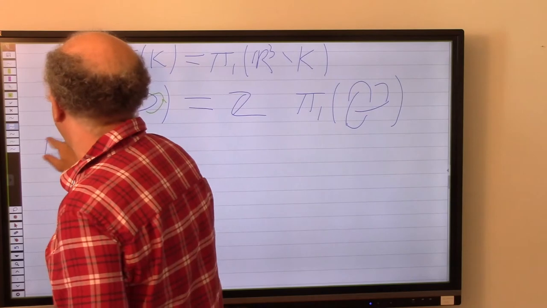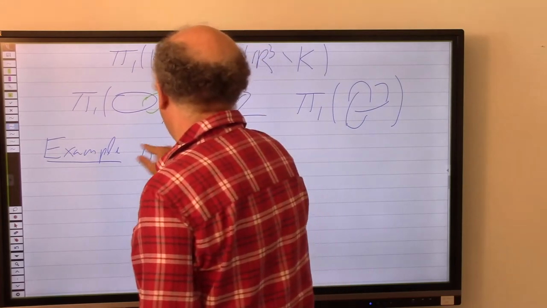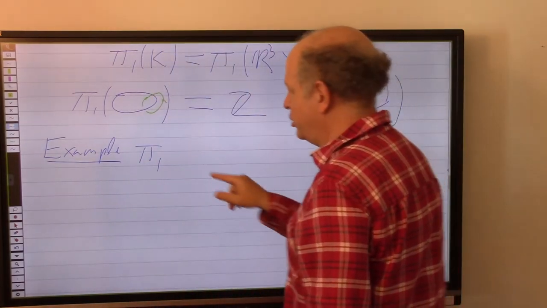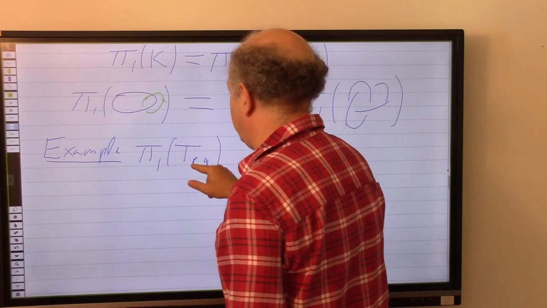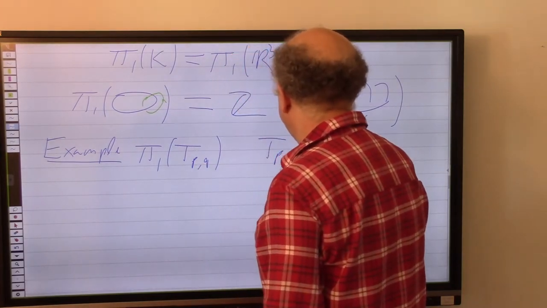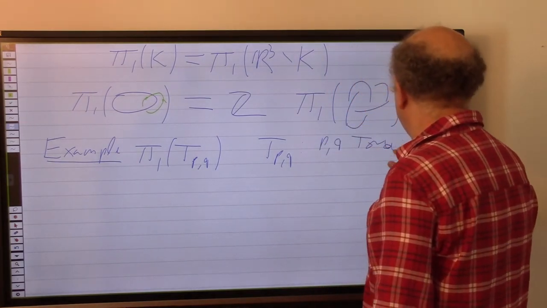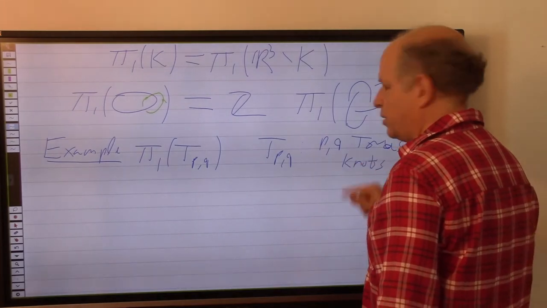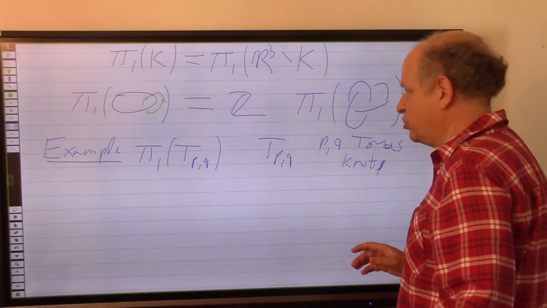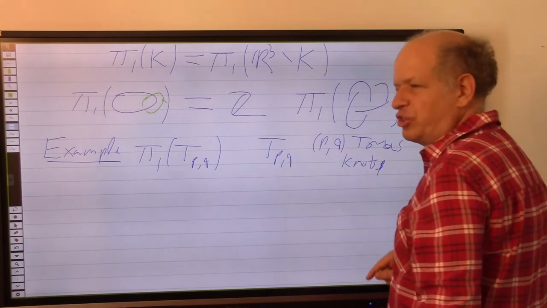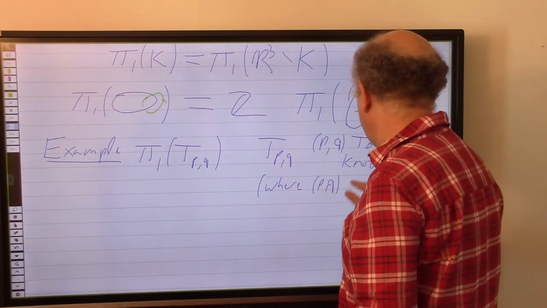So, example, let's compute pi 1 of, I'll generalize this, of the so-called TPQ, where TPQ is the so-called PQ torus knot. And let me explain what is the TPQ torus knot. So what is the PQ torus knot? Let me construct it. Sorry, I should have said where P and Q are two numbers.